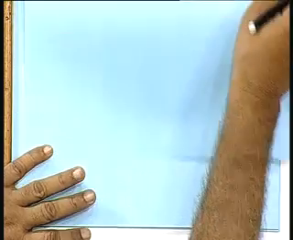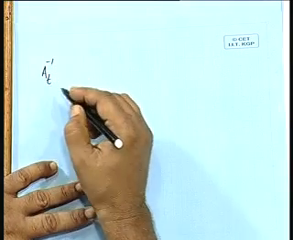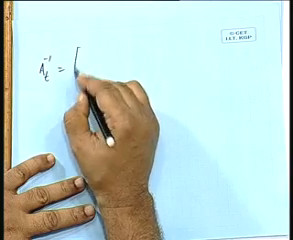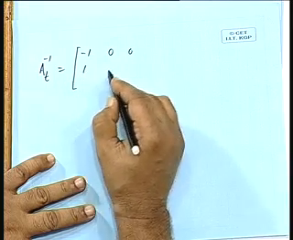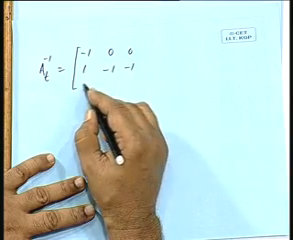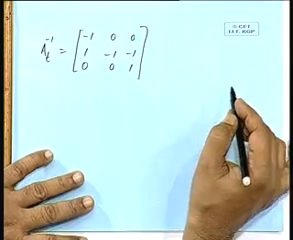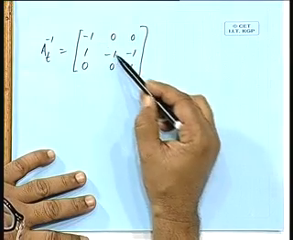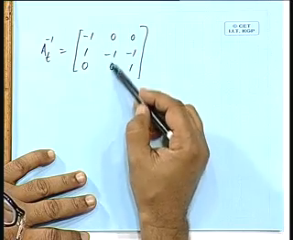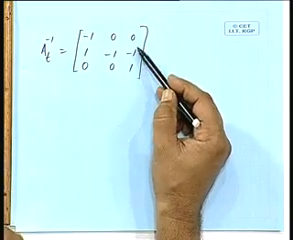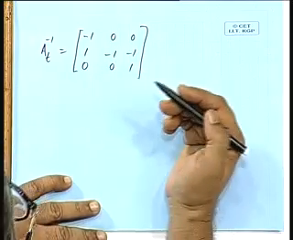Next, AT inverse equal to minus 1 0 0 1 minus 1 minus 1 0 0 1. Now, here the determinant is 1, it is a 3 by 3 matrix, all the elements are either plus or minus 1, and so on. So, this could be a possible case.